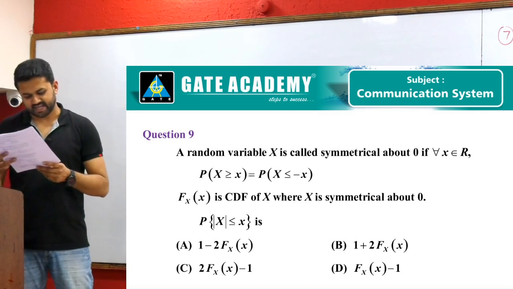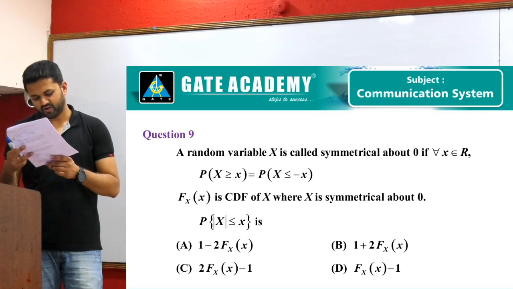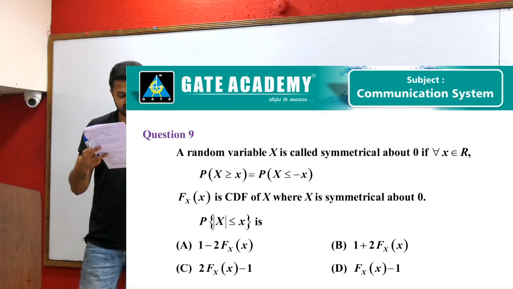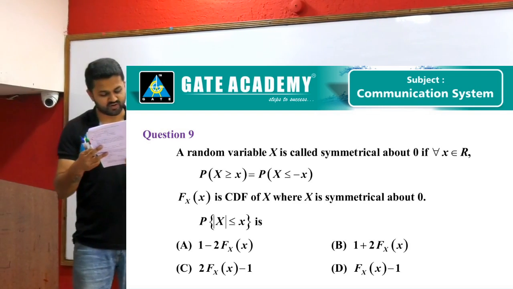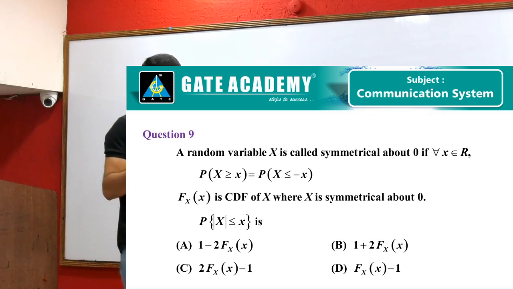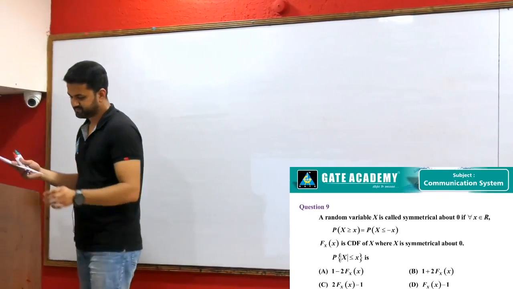So question number 9 is, a random variable x is called symmetrical about 0 for all x employs the real, and probability of x greater than equal to x and probability of x less than equal to minus x. The PDF of x where x is symmetrical about 0, the probability that mod of x less than equal to x is.